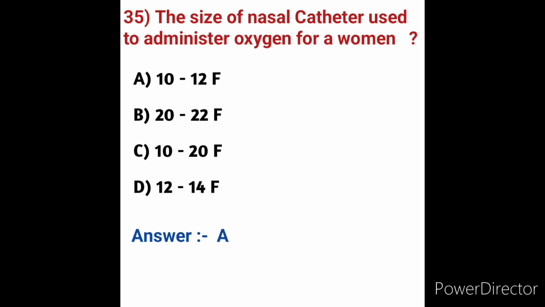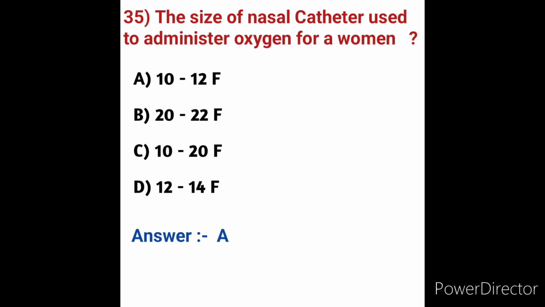The 35th question is the size of nasal catheter used to administer oxygen for a woman. Which size do we use to administer oxygen by nasal catheter to a woman? We will see the options. Option A 10 to 12 French, option B 20 to 22 French, option C 10 to 20 French, and option D 12 to 14 French. Here option A, a 10 to 12 French nasal catheter, is used to administer oxygen for a woman. Here option A is the correct answer.